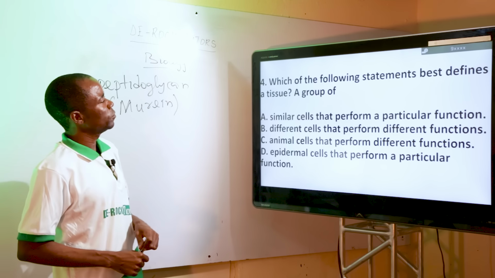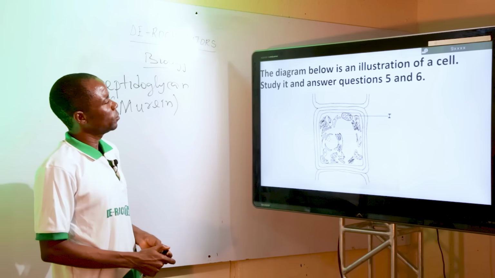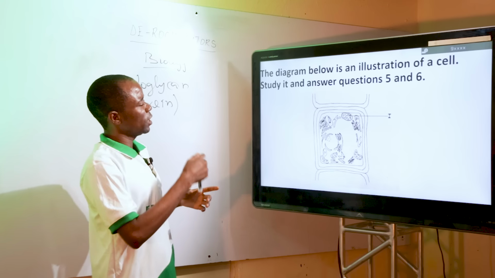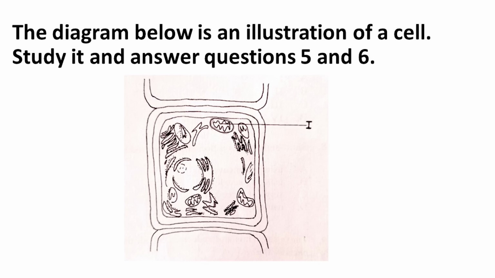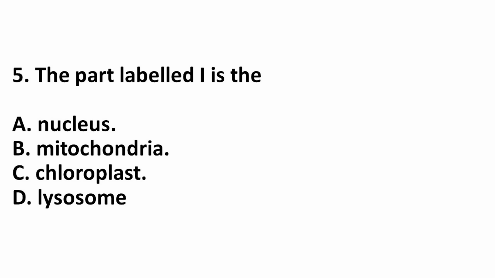Let's take a look at number 5. The diagram below is an illustration of a cell. We are to study it and use it to answer questions 5 and 6. If you look at this, this is a diagram of a cell. So let's look at number 5. The part labeled 1 is dash. Let's go back to the diagram again. This is the part labeled 1. And obviously, looking at this, this is the mitochondrion. Let's look at the options and see which option contains that. Mitochondria is the plural of mitochondrion. So the correct answer for number 5 is B.